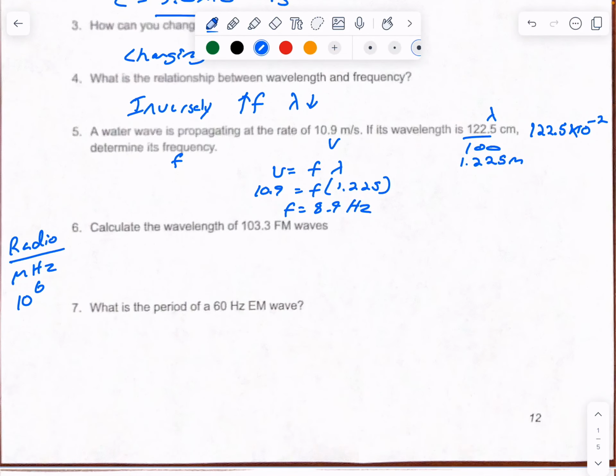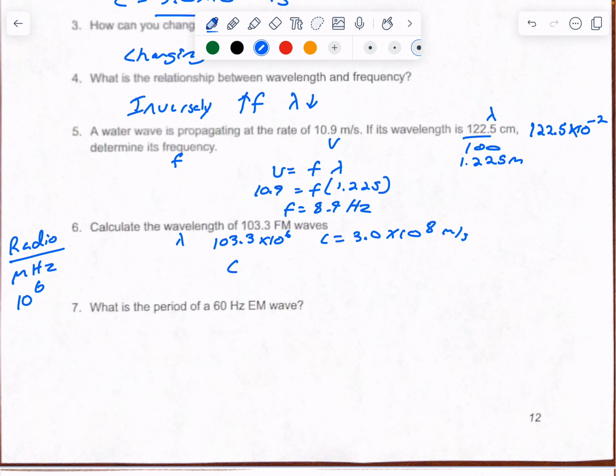So I'm looking for wavelength. There's your lambda. We're dealing with a radio wave. A radio wave is an electromagnetic wave, which means it travels at the speed of light, so 3.0 times 10 to the 8th. And 103.3 is the frequency. So it would be 103.3 times 10 to the 6th, since it's a megahertz.